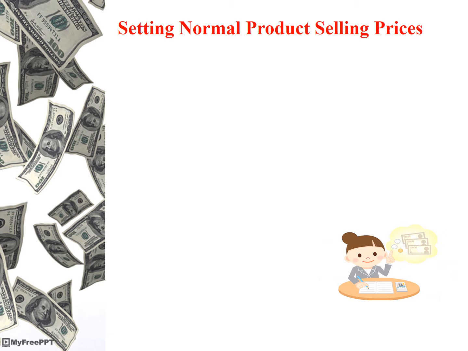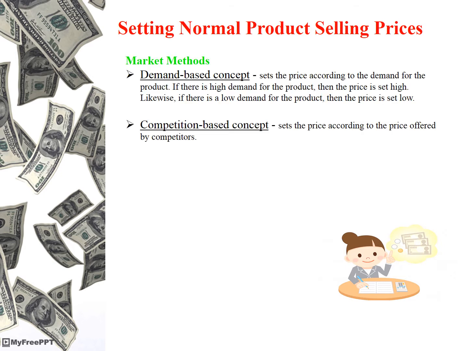Managers then can use one of two market methods to determine the selling price, which is the demand-based concept or the competition-based concept. The demand-based concept sets the price according to the demand for the product. If there is high demand for the product, then the price is set high. Likewise, if there is a low demand for the product, then the price is set low.